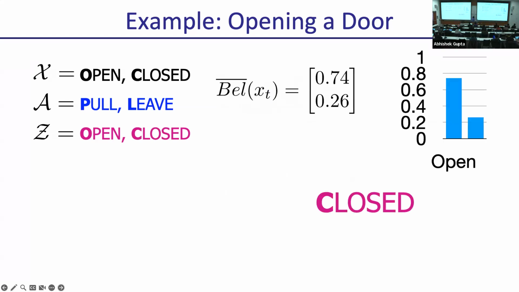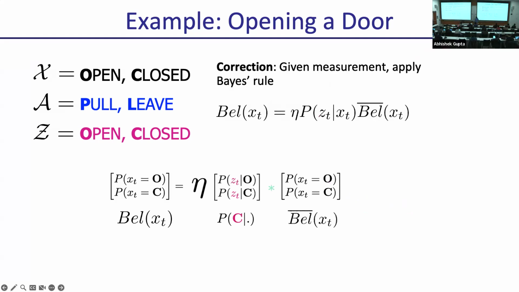So we took a measurement. The measurement said closed. Now we're going to try and work through how to go from belief bar to belief, right? So belief bar didn't incorporate the measurement. Belief does. So what we're going to get to is belief, which is going to be take your belief bar, which in our case was 0.74 and 0.26, multiply it by the likelihood under the measurement model, and then normalize it, right?